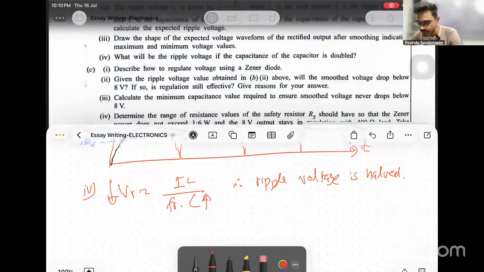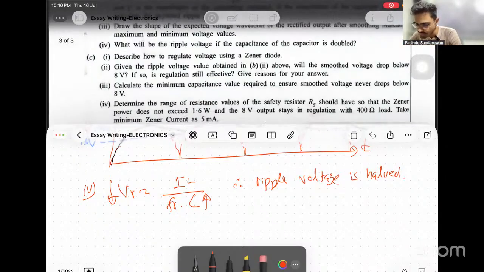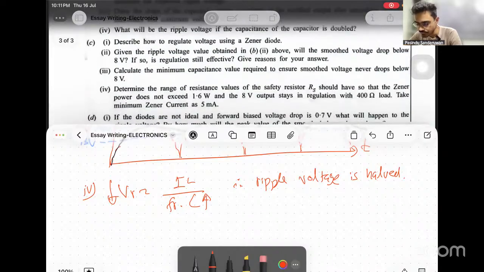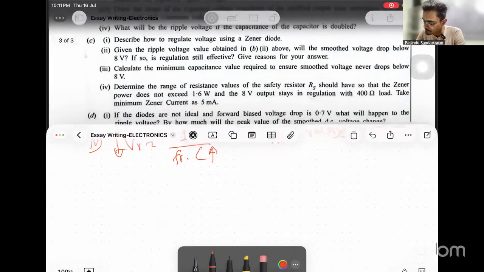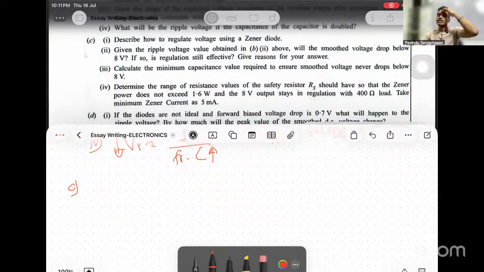Next, part C. C1. Describe how to regulate voltage using a Zener diode. We know a Zener diode functions as a normal diode when it is in forward bias, and Zener diodes function as a voltage regulator when they are reverse biased.